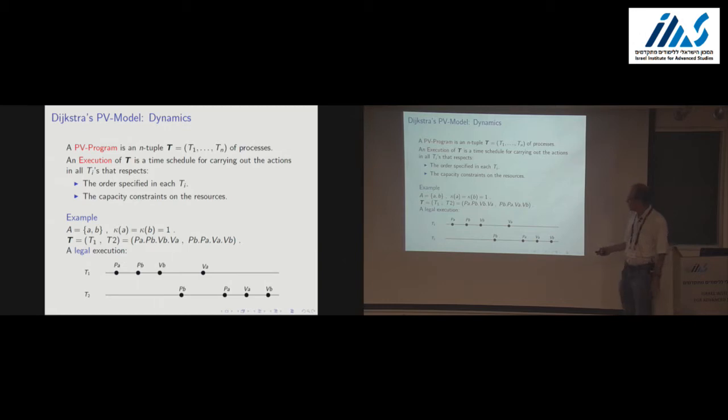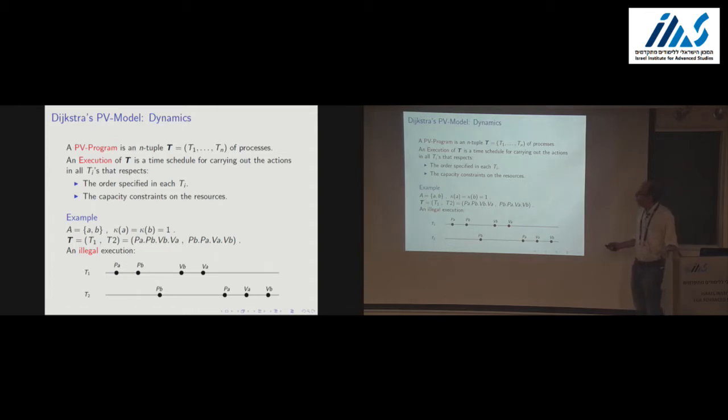So this is okay because every resource is used at a certain point in time by at most one process. If we look, say, at this point in time, then B is used by process 2, but not by process 1. On the other hand, this is an execution which is illegal because at this point in time, B is used both by process 1 and 2.